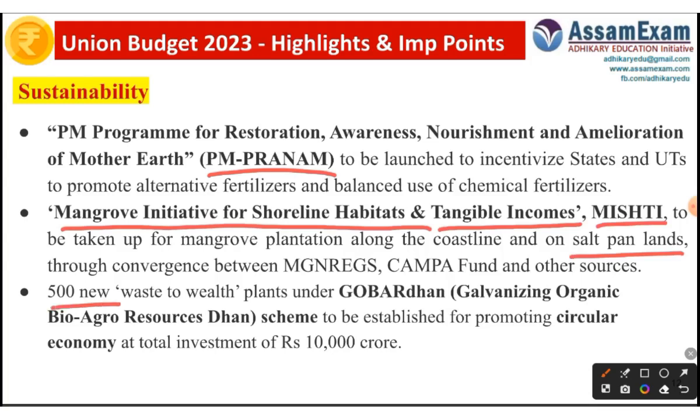Then another 500 new waste to wealth plants under the Galvanizing Organic Bio-Agro Resources Dhan (GOBARdhan) scheme are to be established for promoting circular economy with a total investment of 10,000 crore. This is nothing but we are generating a lot of waste, and if those wastes can be processed somehow and utilized in a better way to manufacture organic manures or fertilizer, and it can be utilized economically, then our wastage also will be reduced and it will also give some economic product.